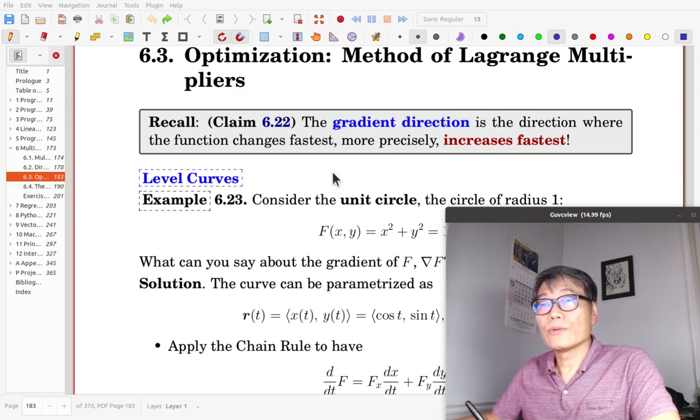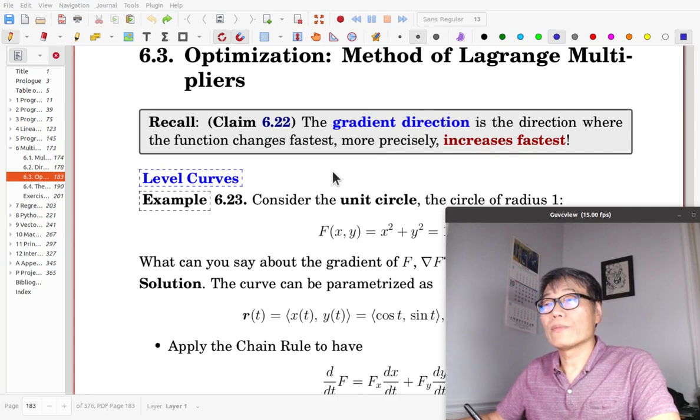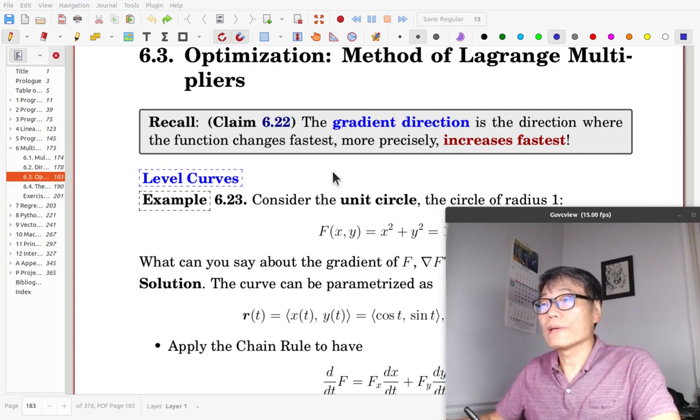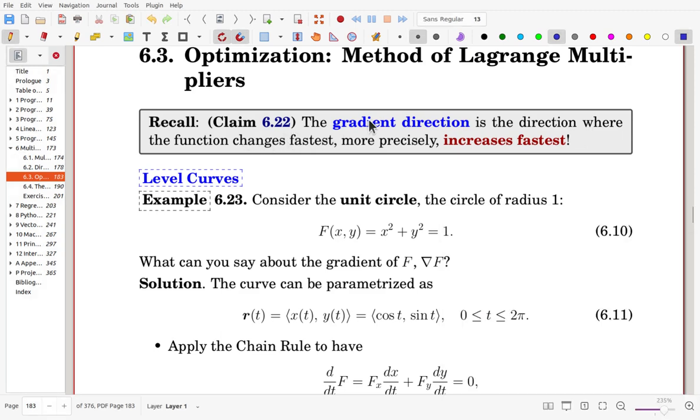In this section, we'll study optimization problems, and we'll try to solve them using the method of Lagrange multipliers. In the last section, we got this claim: the gradient direction is the direction where the function changes fastest, more precisely, increases fastest. Here we'll begin with level curves.